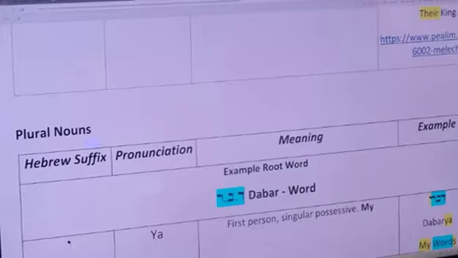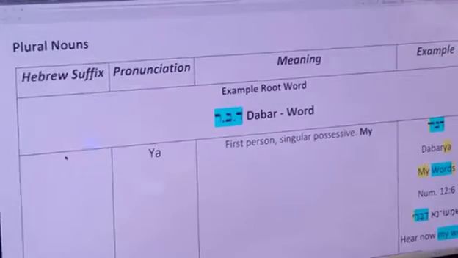For those who are just now coming in, this is not the official start of the class. This is simply a review, a pickup from last week's Hebrew lesson. Okay? So we left off, as I mentioned, with plural nouns. We finished singular noun suffixes. Now we're going to move into plural noun suffixes.